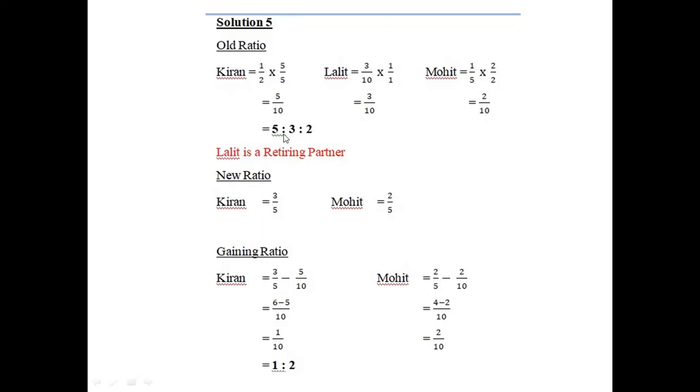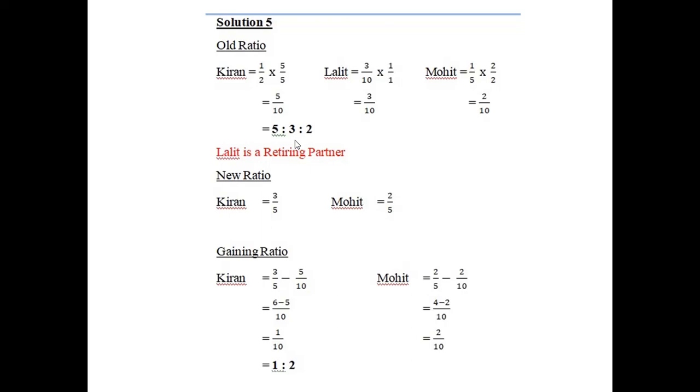The old ratio will be now 5 is to 3 is to 2. Now this is quite simple, isn't it? It is quite feasible, isn't it? Now it is much presentable also. So now Lalit is a retiring partner. So his share of profit is 3 by 10, isn't it? And the gaining ratio, sorry, the future profit, that is the new ratio, is also provided here. That is 3 is to 2. So 3 is to 2.